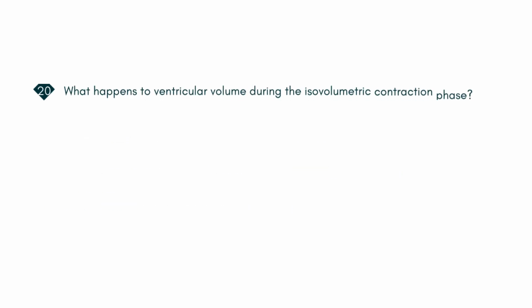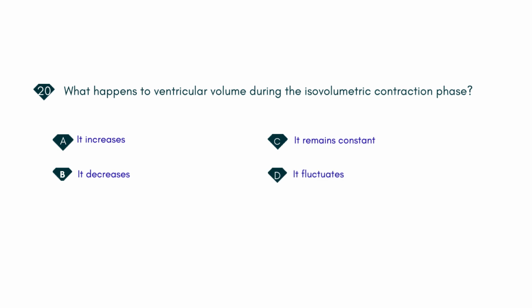What happens to ventricular volume during the isovolumetric contraction phase? A. It increases. B. It decreases. C. It remains constant. D. It fluctuates. Answer C. It remains constant.